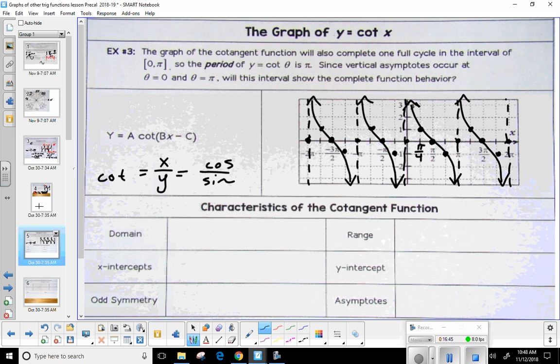Now, let's go ahead and choose one period. Let's choose this guy right here. Let's say 0 and pi. Okay. What would his critical values be going left to right? We start with a what?